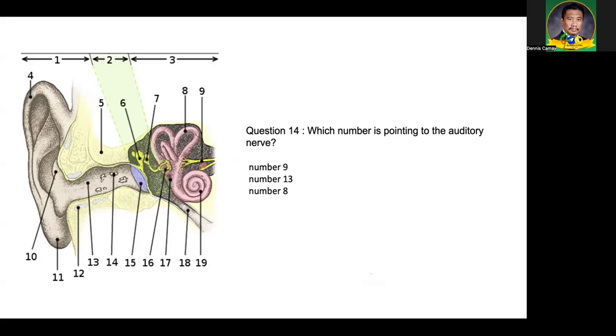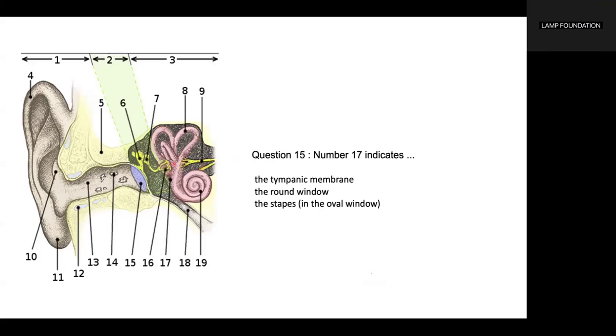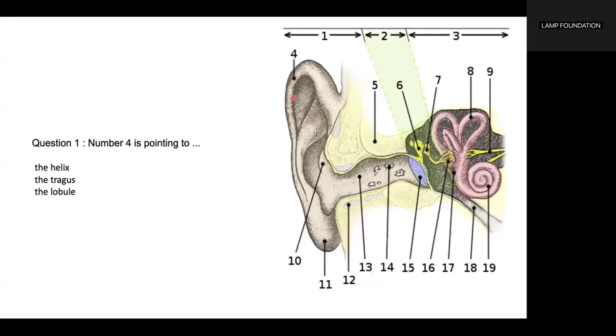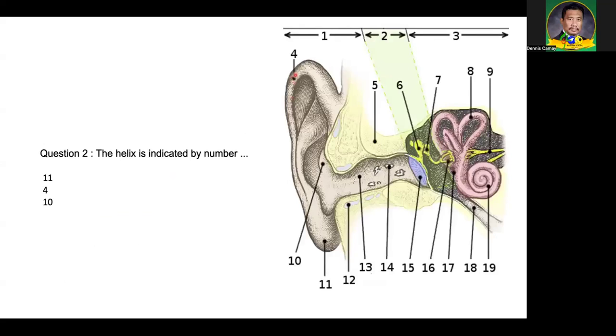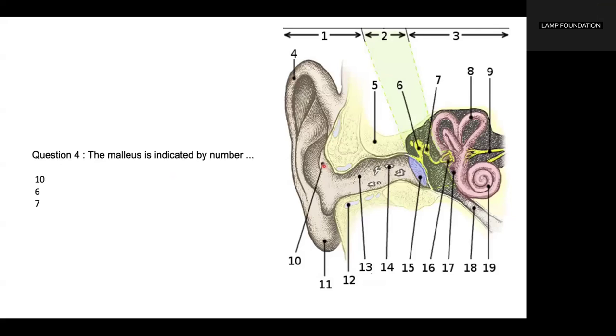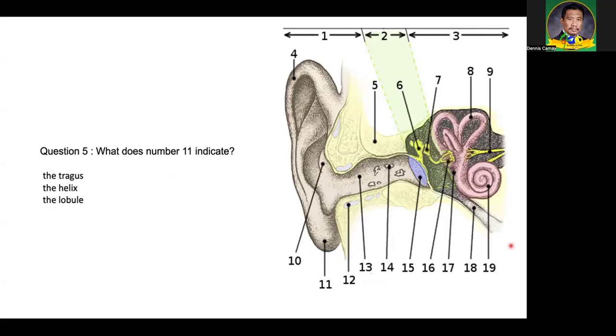Which number is the auditory nerve? 9. Number 17 is the round window. Number 4. The helix. Okay. The helix is what number? Number 4. Number 10. What is number 10? Tragus. The malleus is what number? 6. 11.